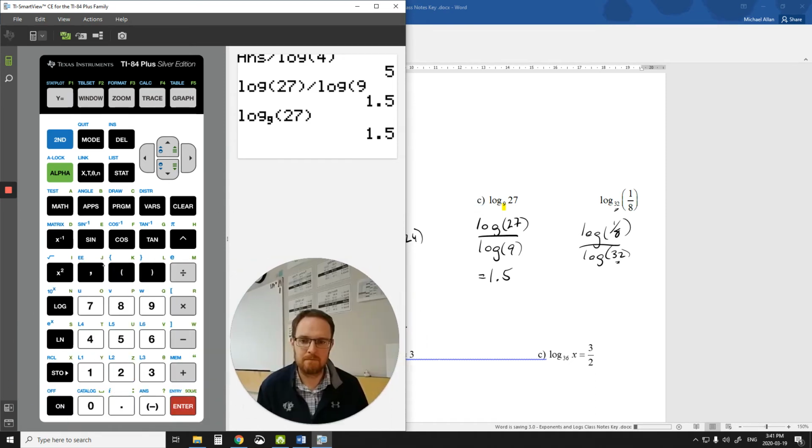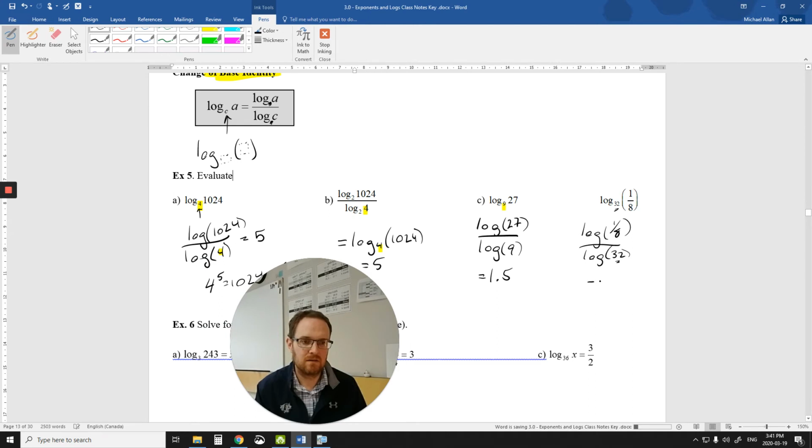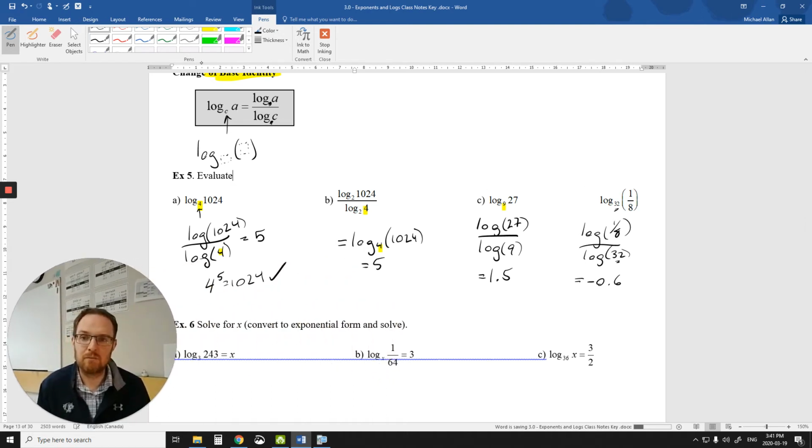Let's move my face over here. Log 1/8 divided by log 32. So the answer is negative 0.6. It makes sense that the exponent is negative because you notice that that's a reciprocal. What do I have to raise 32 to the power of to get 1/8? So eventually it's going to have to flip over into a fraction. And it just kind of works out.